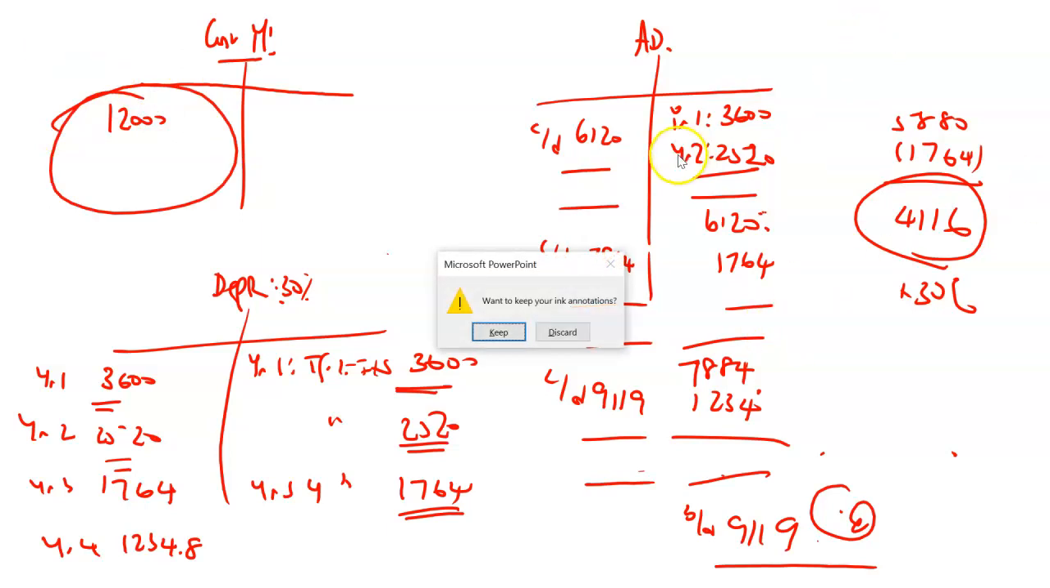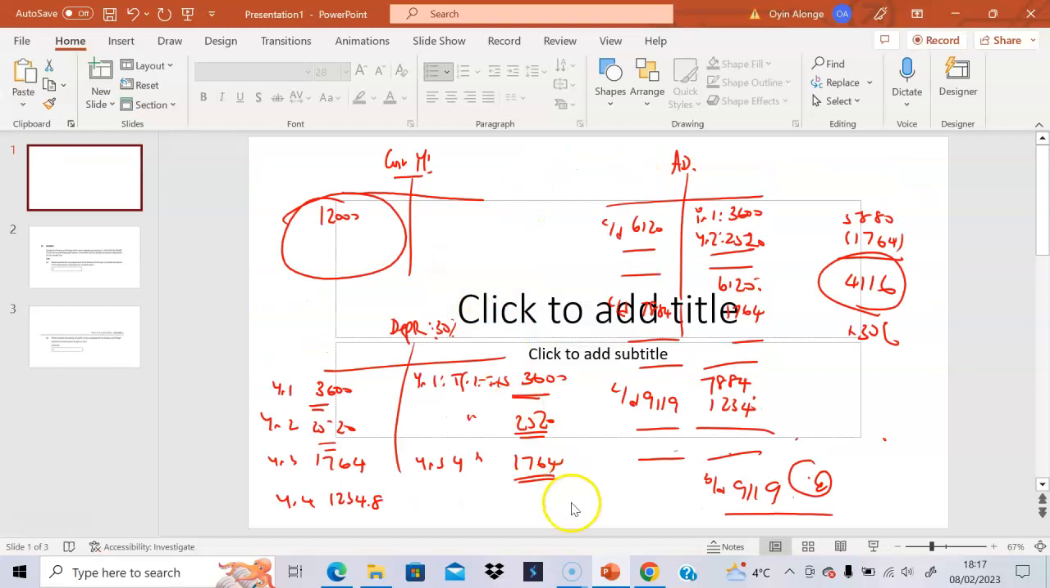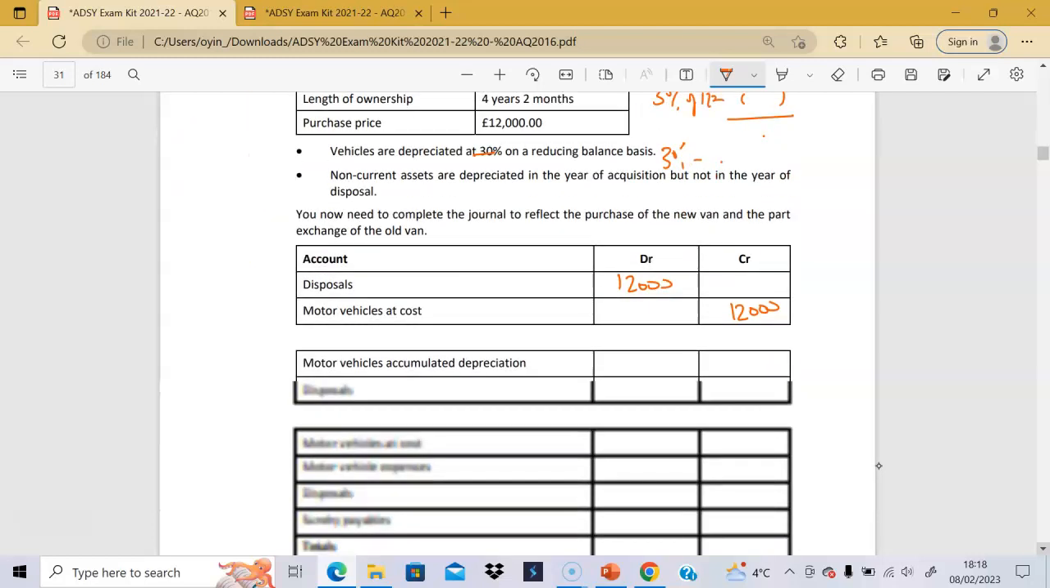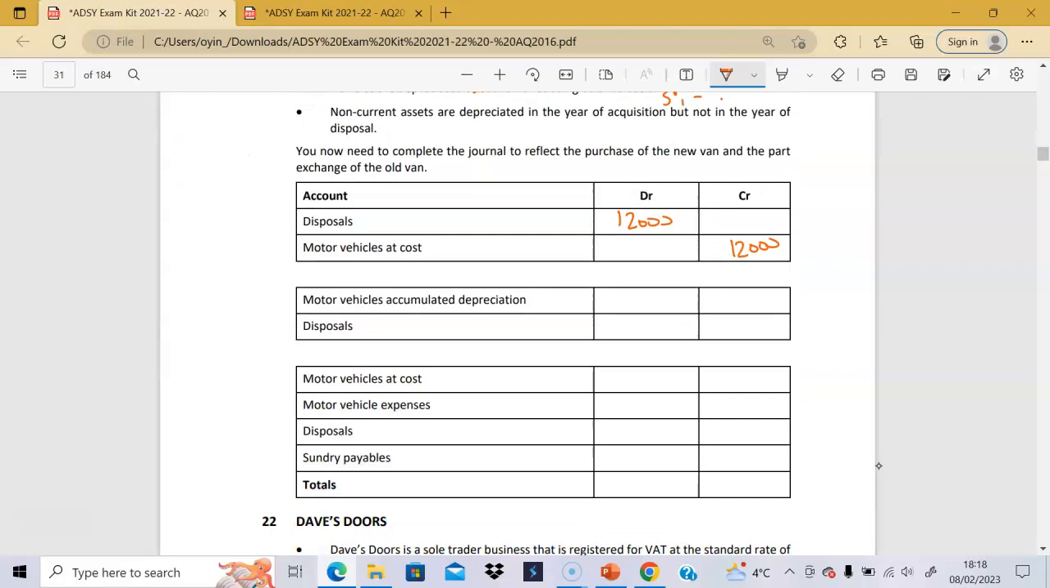Great, so let's keep that, and let's go back to the question. So what you now have is that when you're getting rid of the old car, which is what's happening here, you will credit the cost account with 12 grand, and you will debit disposals with 12,000. Remember, you're getting rid of that old car. You would have had 9119 in the accumulated, so I'm going to debit that 9119 and credit the disposal account. Yes, and that's what's going to happen with that.